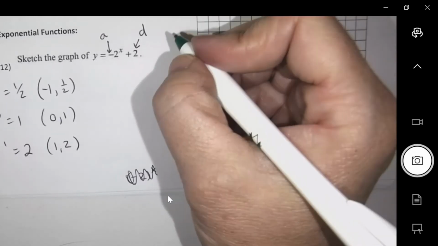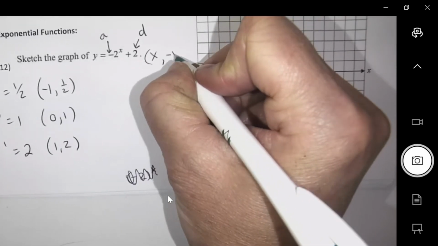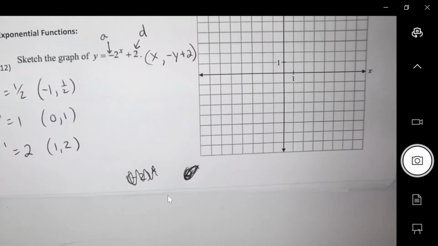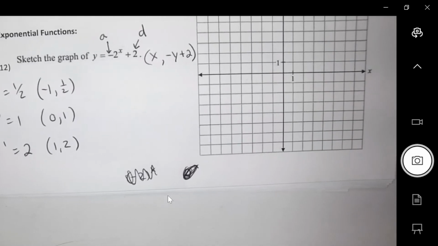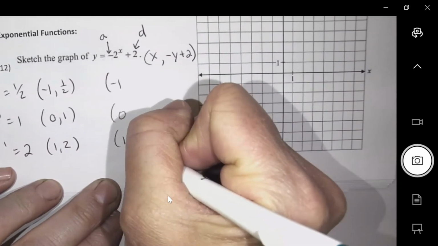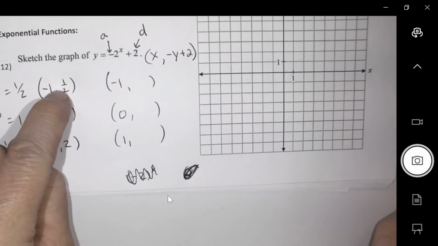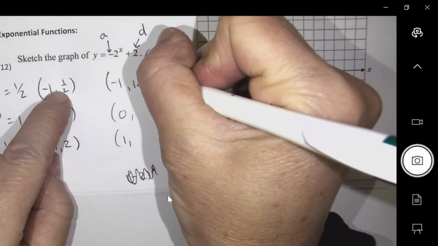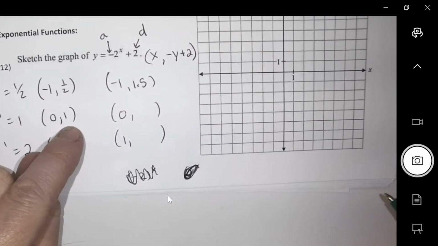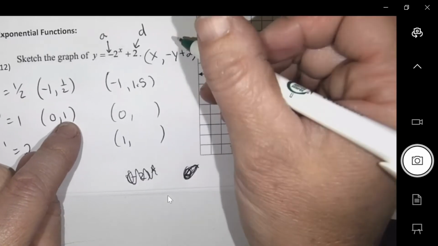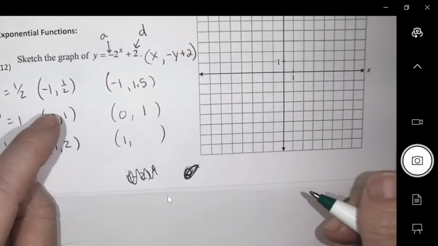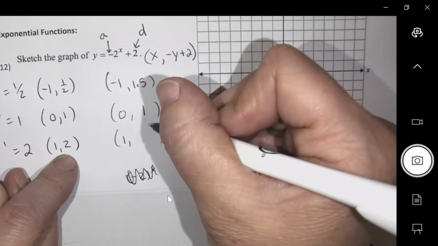Okay, so here's what I'm going to do. I'm going to go nothing to the X, -y plus 2. That's what I'm going to do mathematically. Okay, so I'm going to rewrite all my x's as is. Okay, ready to do our math? -1/2 plus 2 makes 1/2. -1 plus 2 makes 1. -2 plus 2 makes 0.